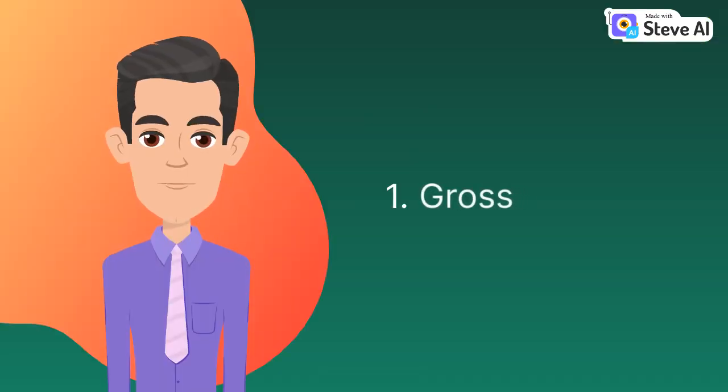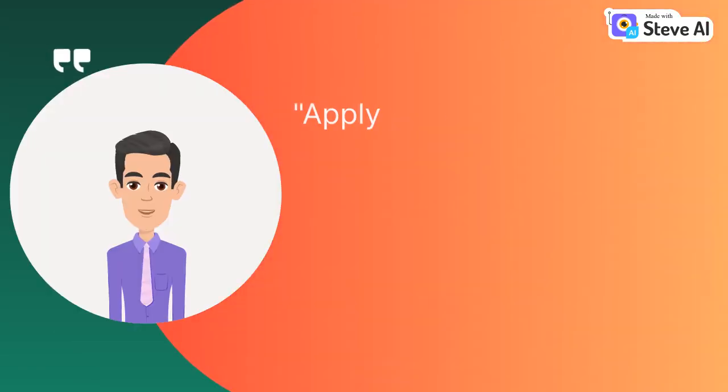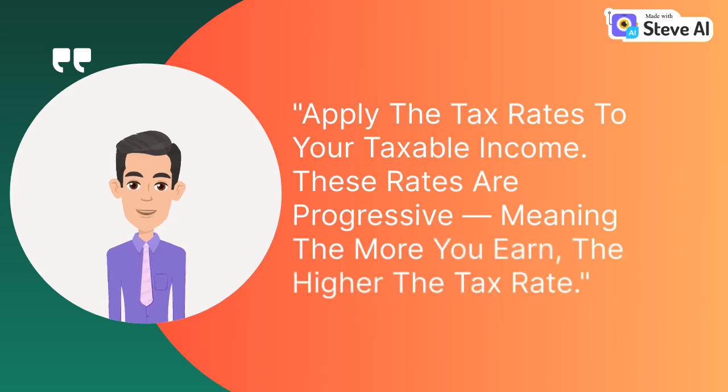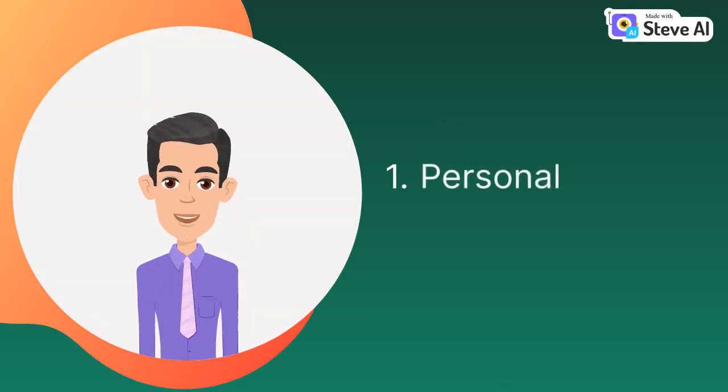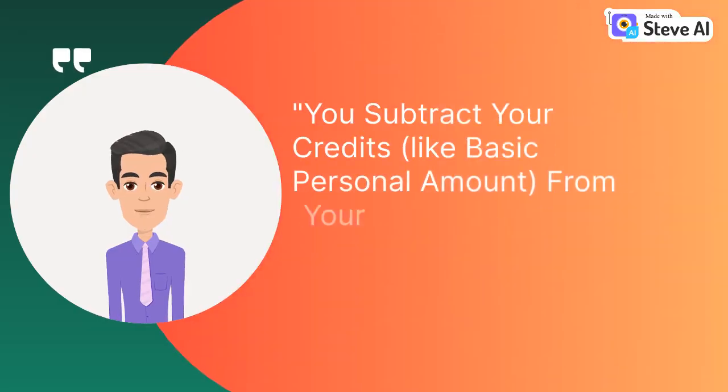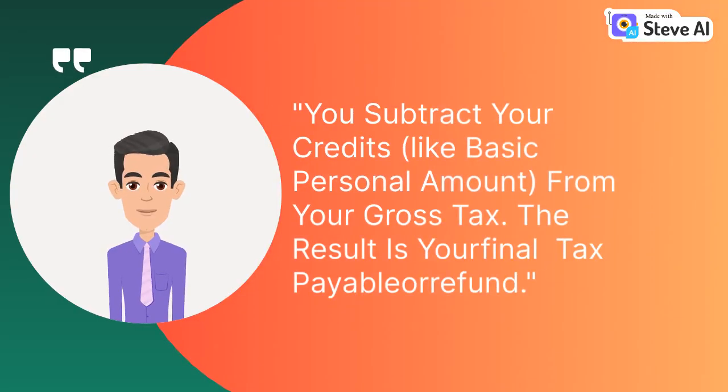Gross tax. Apply the tax rates to your taxable income. These rates are progressive, meaning the more you earn, the higher the tax rate. Personal tax credits. You subtract your credits, like basic personal amount, from your gross tax. The result is your final tax payable or refund.